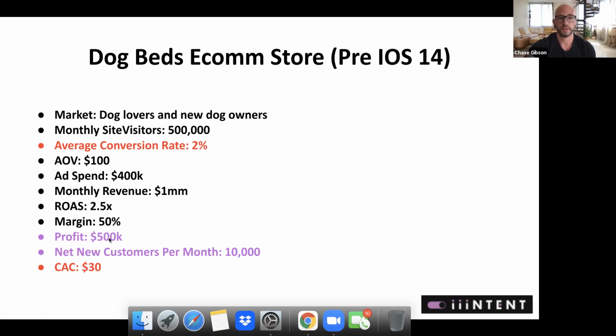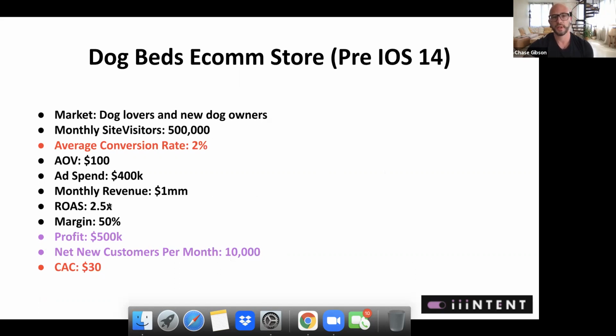And then profit, they make about 500K. Net new customers, given those metrics, is 10,000, and customer acquisition cost is around 30. And we'll come back to this and go back and forth between where most companies are at and where you can get to.